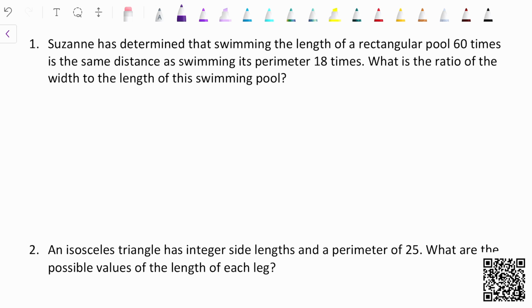Today's first question is, Suzanne has determined that swimming the length of a rectangular pool 60 times is the same distance as swimming its perimeter 18 times. What is the ratio of the width to the length of the swimming pool?